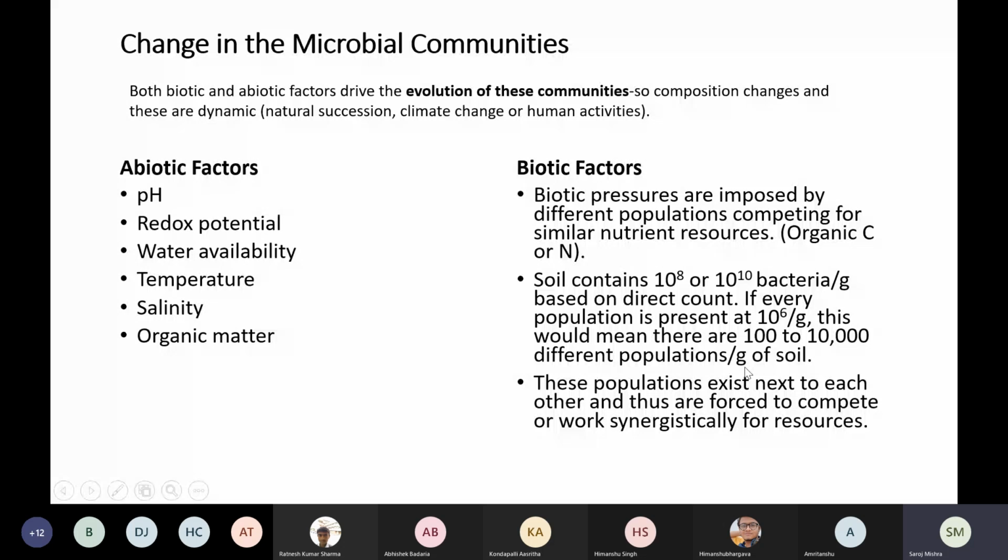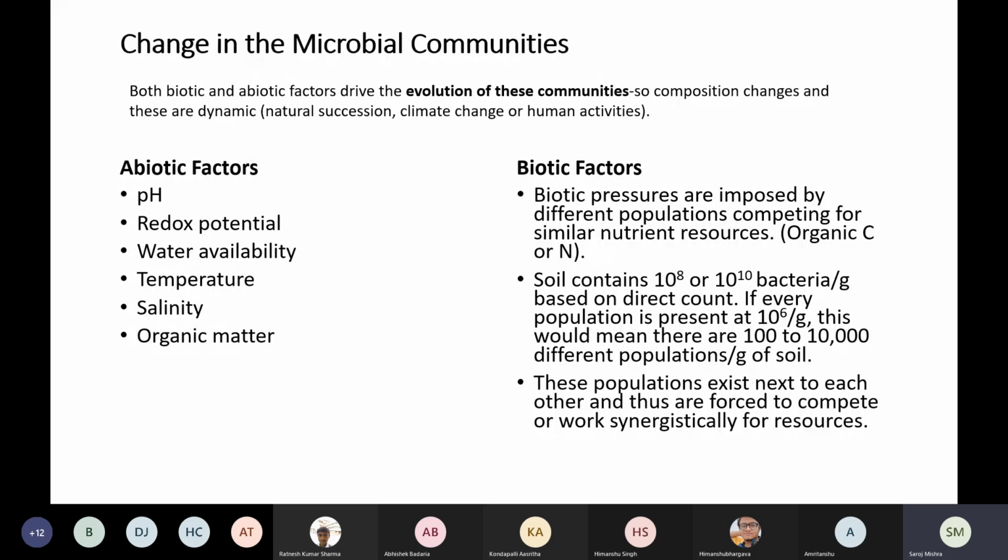Mind you, there are 100 to 10,000. Ma'am, is this 10 to the power 8 to 10 to the power 10 the same everywhere? Like if I collect data from here and from somewhere else, will it be in this range? Absolutely. Generally, it is.